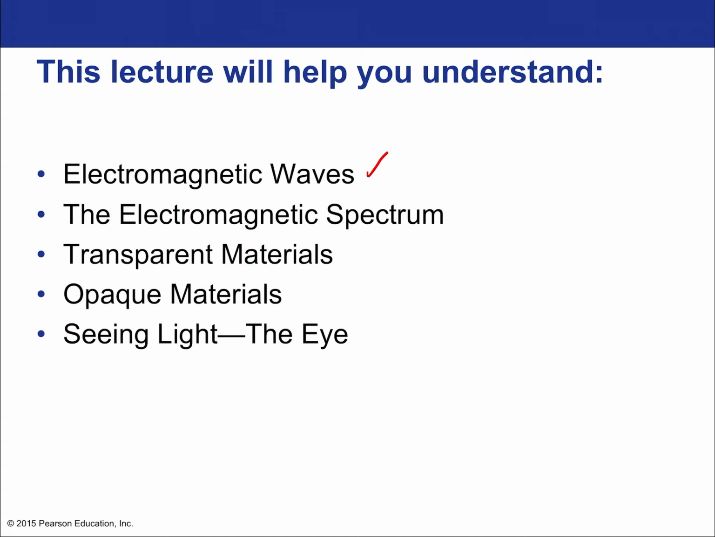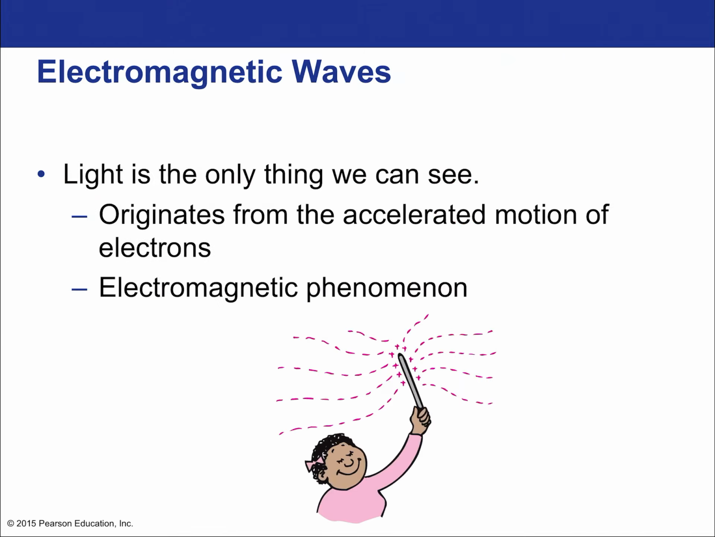electromagnetic waves are light. We'll talk then about the full light spectrum, including visible light and lots of invisible light. We'll then talk about how transparency works, like in glass, how some materials are opaque, and then a little bit about how the human eye detects light. All right, let's get to it.